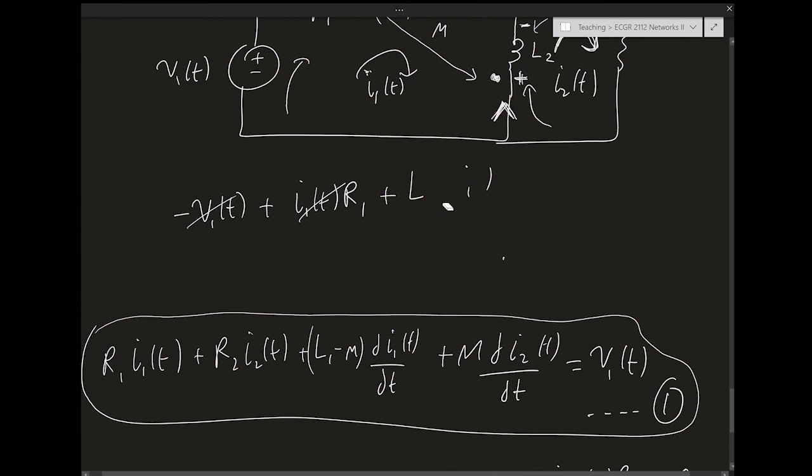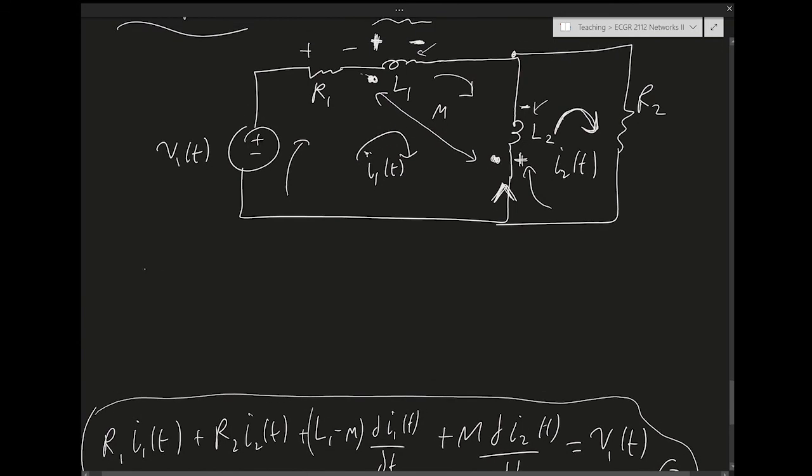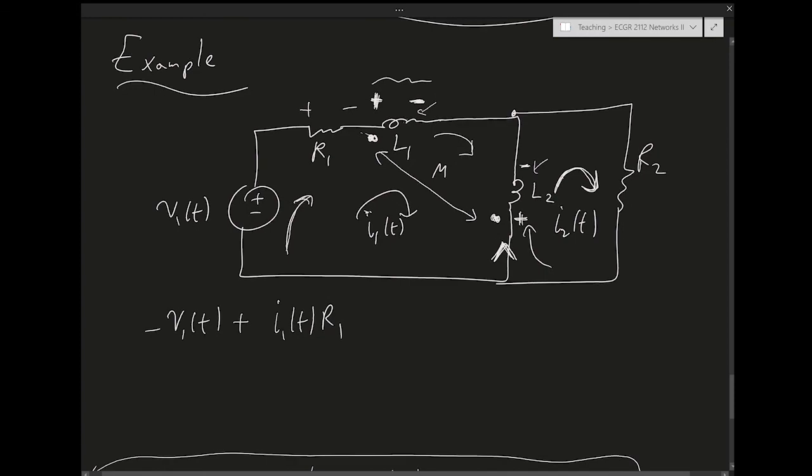Yeah, that was my oversight. I did the whole big loop rather than sticking with the mesh. So that's fine. Let's redo it. Minus V1(t). I'm moving here again. Plus I1(t) R1. And then I go here to the mutual, to this mutual inductance.